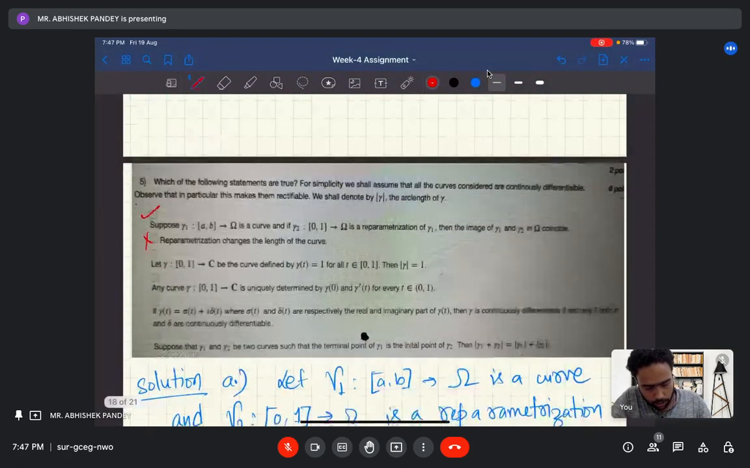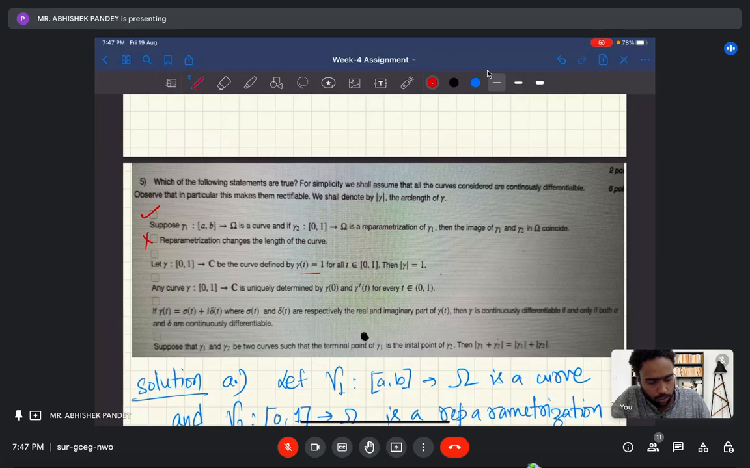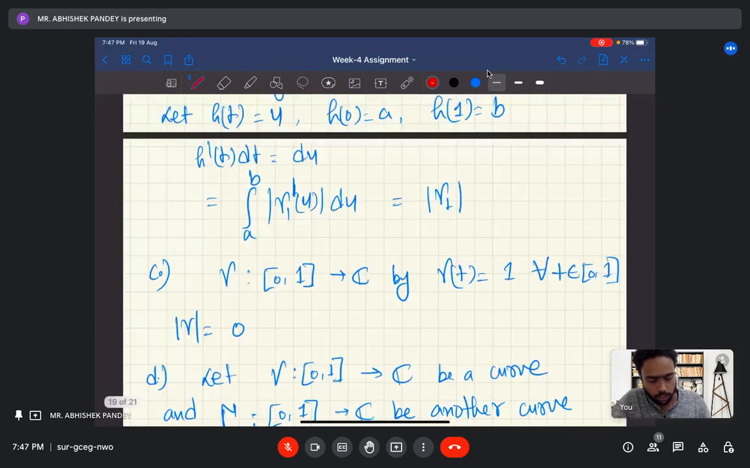So this is also not correct. Let gamma from 0, 1 to C be the curve defined by gamma t equals 1 for all t belonging to 0, 1. Then the length of gamma equals 1? This is not correct. For a constant curve, the length is 0. So length is basically 0.